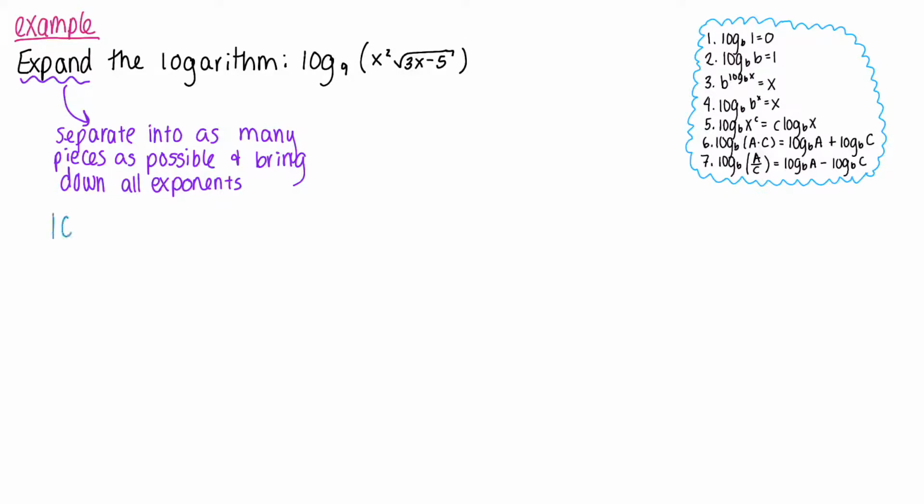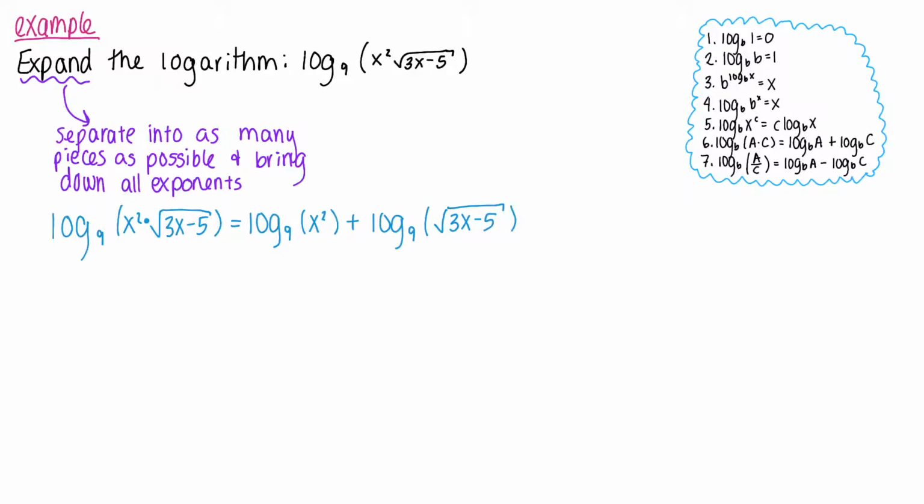So let's go ahead and look at this guy. We have log base 9 of x squared times the square root of 3x minus 5. And I know I can use rule number 6 over here to take multiplication on the inside, because even though it's not written, these are being multiplied. I can take multiplication on the inside and turn it into addition on the outside. So I have log base 9 of x squared plus log base 9 of the square root of 3x minus 5.